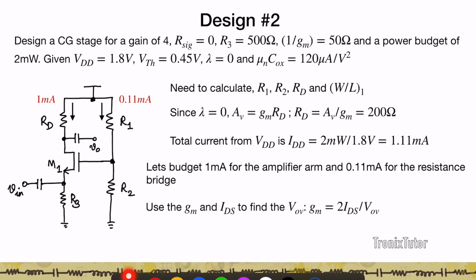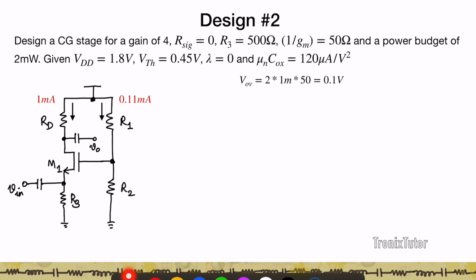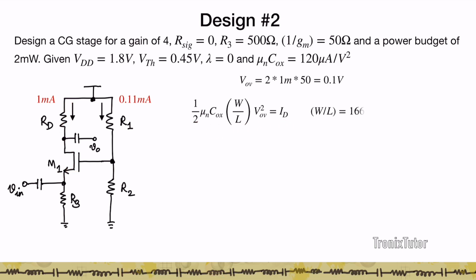So if I use the current 1 milliamp in this transistor and 0.11 in the remaining, now I know the gm of this transistor, and if I know the ID of this transistor, then I essentially know VOV, because gm is 2ID by VOV, and therefore from that I get my VOV of M1 to be 0.1 volts. Now once I know the VOV of M1 to be 0.1 volts, and I know the current is 1 milliampere, using the DC current relationship I can establish the size of M1 to be 1667.67. So that's the size of M1.